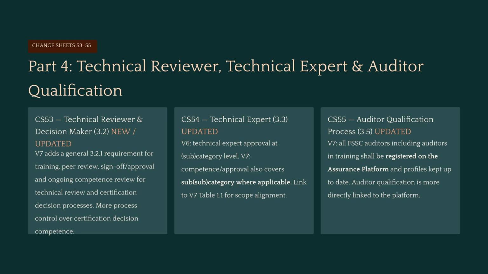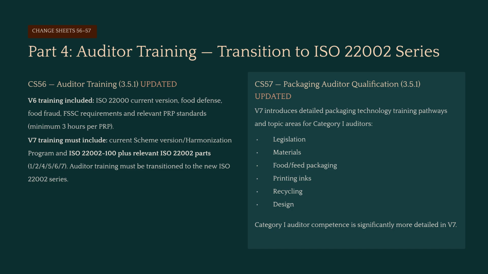The main message for trainees is that V7 moves from broad competence to traceable, role-specific, platform-linked competence. The CB must prove that the right person is performing the right certification function for the right technical scope. This slide is one of the most important Part 4 slides because it explains how auditor training must change from version 6 to version 7.